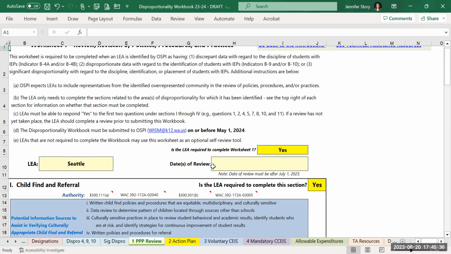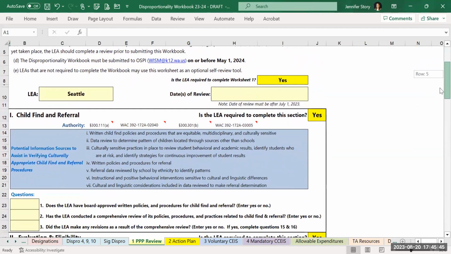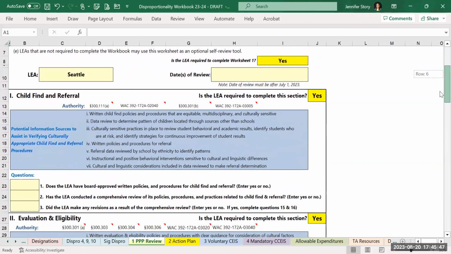You want to identify the dates of review. The dates need to happen after July 1st of 2023 because they need to be related to the current designation and the current areas that are overrepresented in the data.